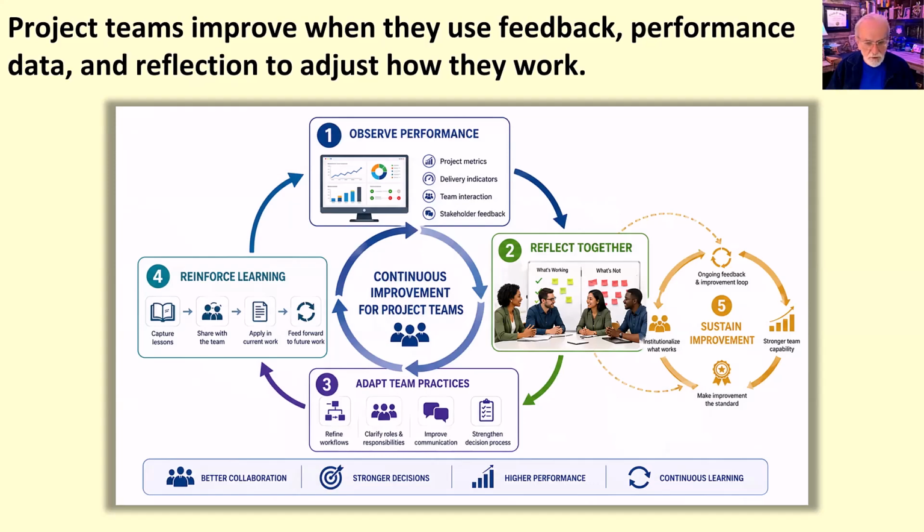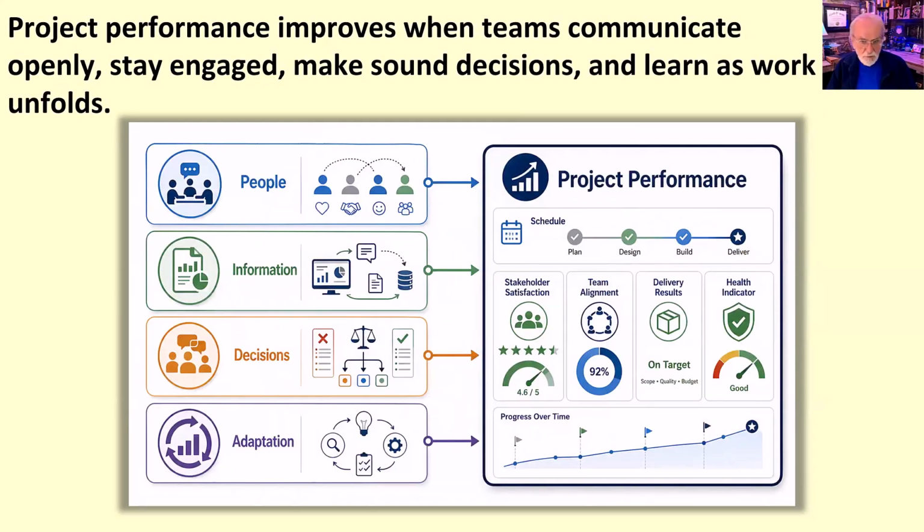So now that we've talked about motivation, emotional intelligence, psychological safety, decision behavior, team development, long-lived teams, and continuous improvement, we can bring all these together into a broader view of how team performance supports overall project performance. Project performance improves when teams communicate openly, stay engaged, make sound decisions, and learn as the work unfolds. This slide is intended to bring together the team performance section of the presentation. The major point is that team performance is not separate from project performance. It's one of the main ways that project performance is produced.